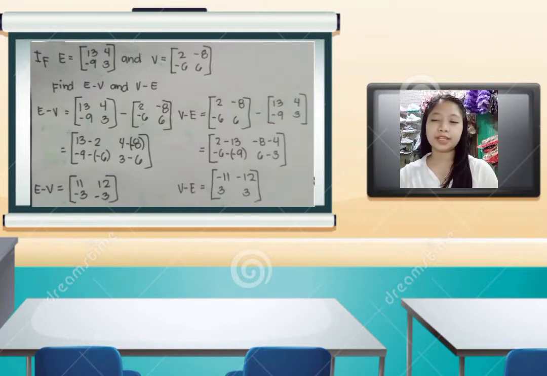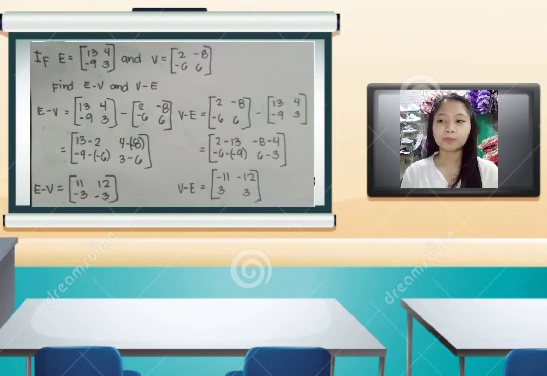So the answer will be 13 minus 2 is equal to 11. 4 minus negative 8 is equal to 12, negative 9 minus negative 6 is equal to negative 3, and 3 minus 6 is equal to negative 3. So A minus B, or matrix A minus matrix B, is equal to 11, 12, negative 3, and negative 3. Now let's find B minus A.